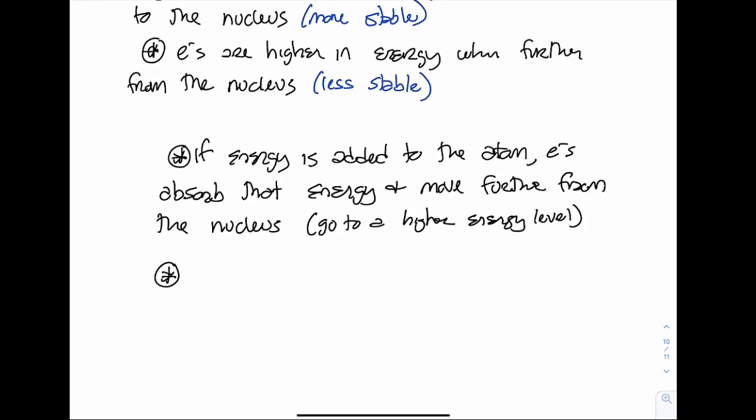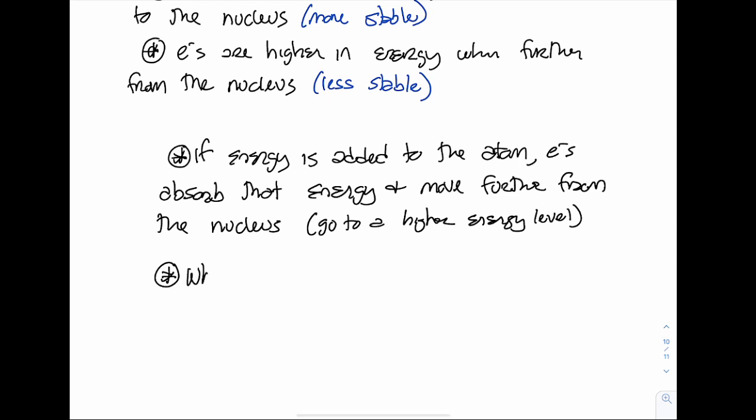Things don't like to be unstable. Things want to be more stable. So eventually that electron is going to move back down to the lower energy level. When it does that, it's losing energy. That energy doesn't just disappear. It's going to be emitted at us. If it's in the visible range, we will see the color.